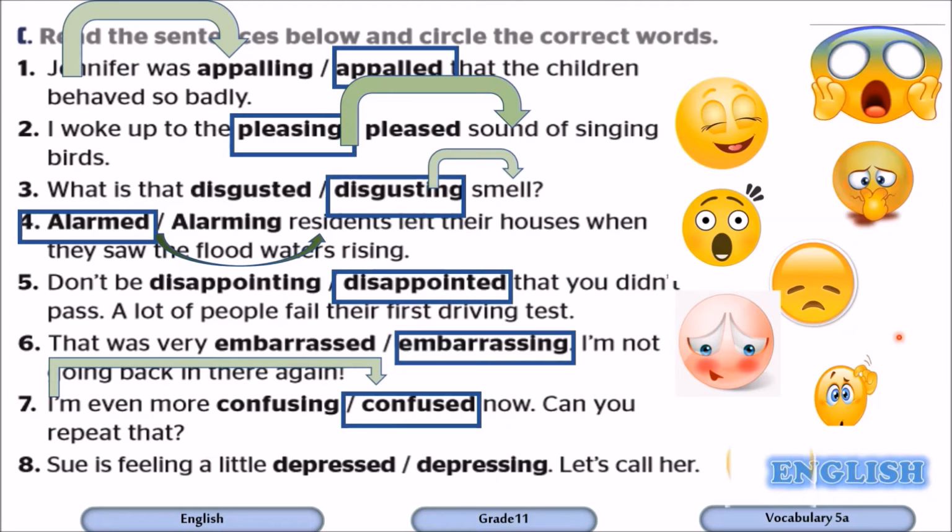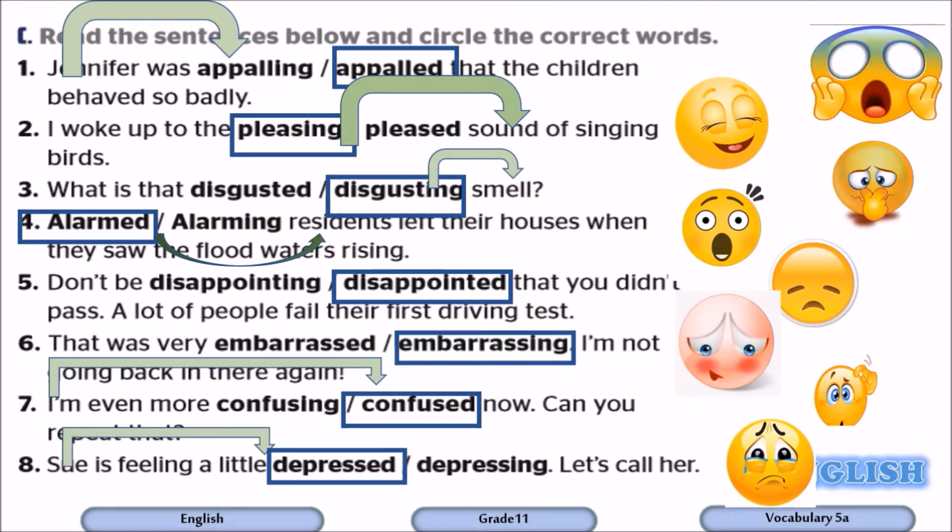Number 8, Sue is feeling a little depressed or depressing. Let's see. We have the word feeling here, so we are describing her feeling. So it should be with ed, is feeling a little depressed. And this is to describe or to modify Sue.